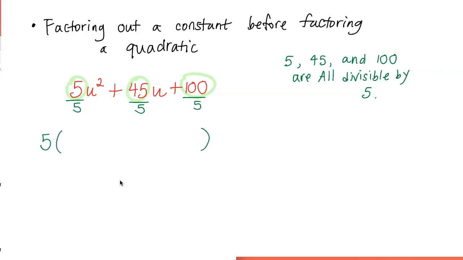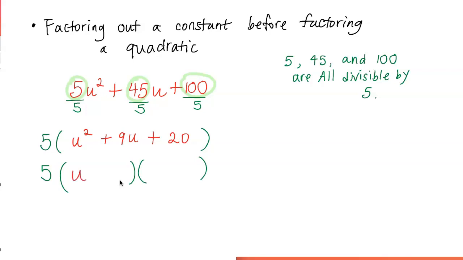And I'm going to rewrite the trinomial inside. The first, 5u squared divided by 5, is just u squared. 45 divided by 5 is 9, so the middle term becomes plus 9u. And lastly, 100 divided by 5 is 20. Now, leave that 5 alone outside, but now we're going to factor that trinomial into two binomials.